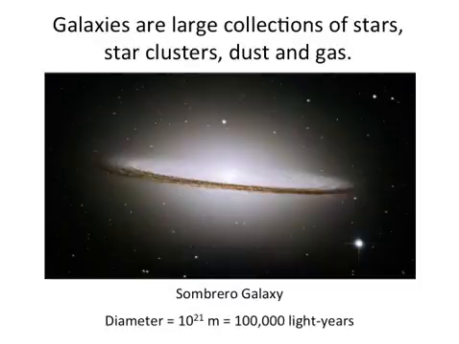Going larger yet, we get to galaxies. Galaxies are collections of stars and star clusters and dust and gas and then black holes and a few other objects. Galaxies tend to be very large, so whereas stars are a few light years apart, star clusters are 100, 150 light years across. A galaxy like the Milky Way, or like this one, which is called the Sombrero Galaxy, are 100,000 light years across, about 10 to the 21 meters. So it takes light 100,000 years to get from one side of this galaxy to the other side of the galaxy.